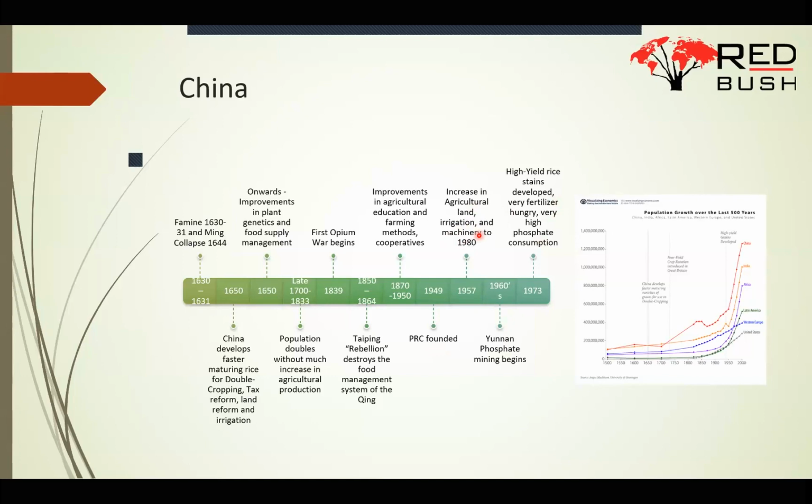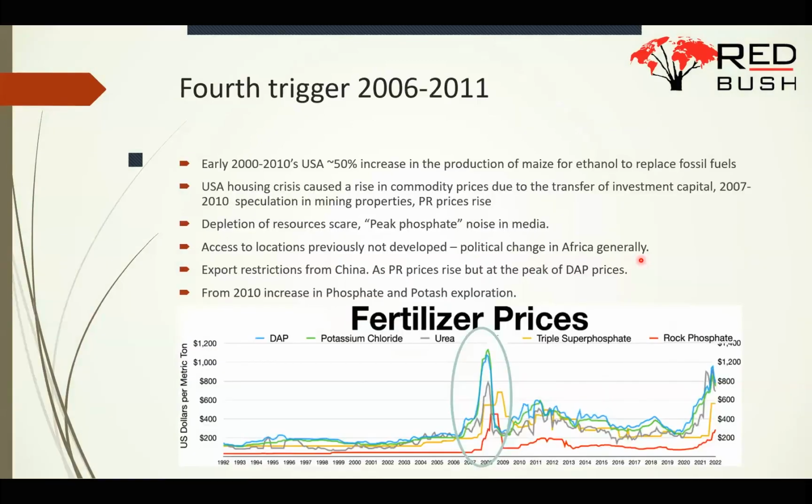In 1973, you have high yield rice strains, and they are very, very, very hungry rice grains. So currently it's about, I think rice uses about 4 times more phosphate than wheat and maize. And of course, China's population explodes, India's population explodes, Africa's population explodes. Western Europe, not so much. And the United States, they just keep going. You just go to the next one.